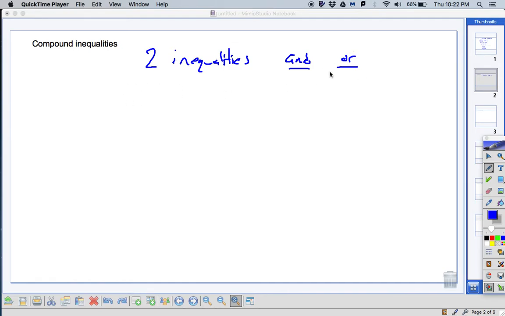So let's deal with or first, because it can only be written one way. We have x plus 2 is greater than 3, or 3x is less than or equal to 6. Okay, so we got two inequalities combined with the word or. So with or, this is the only way it can be written. You're going to have two inequalities and the word or is between. And all you do is you solve them both separately.